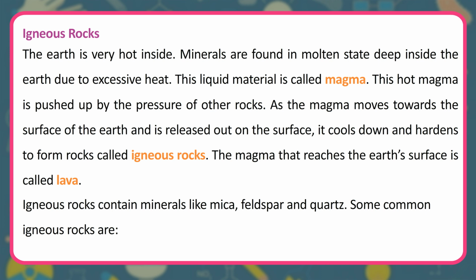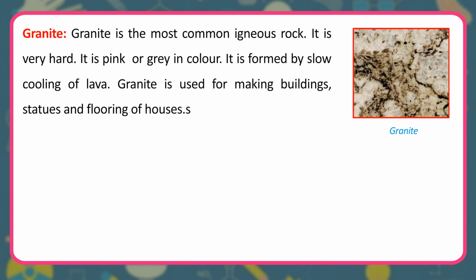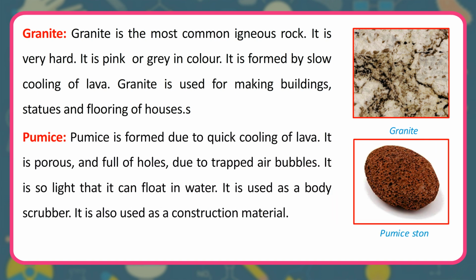Some common igneous rocks are granite. Granite is the most common igneous rock. It is very hard. It is pink or grey in color. It is formed by slow cooling of lava. Granite is used for making buildings, statues and flooring of houses. Pumice. Pumice is formed due to quick cooling of lava.